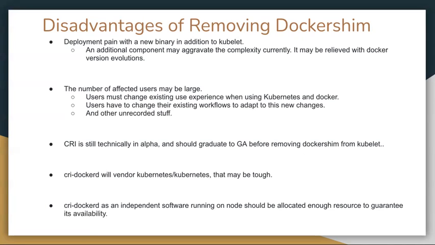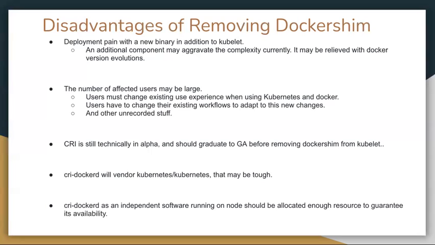Now CRI is technically in alpha. This is another disadvantage. So CRI, the technology that Kubernetes is now relying on after removing the Dockershim, is still in alpha, but it will be graduating to GA before removing the Dockershim from the kubelet. So that is the current state of the CRI. Overall, the CRI itself might not be that stable, but eventually it will be moving to GA, which is at least more stable than alpha.